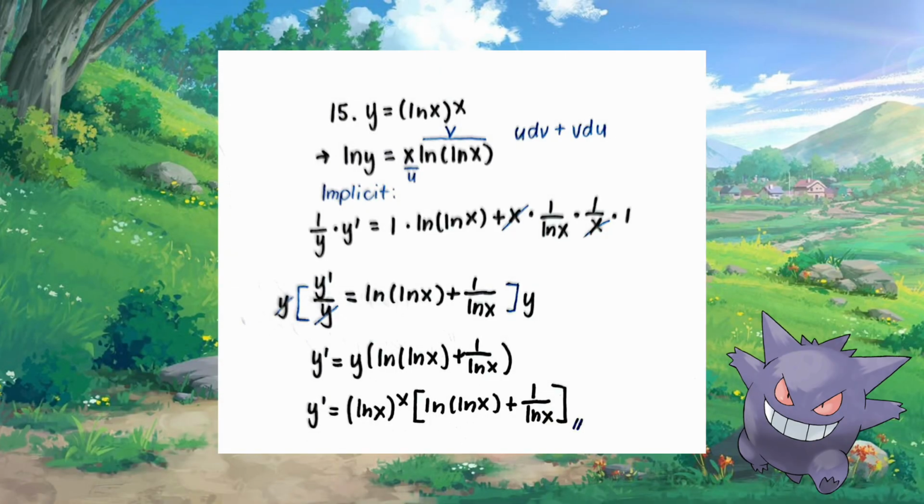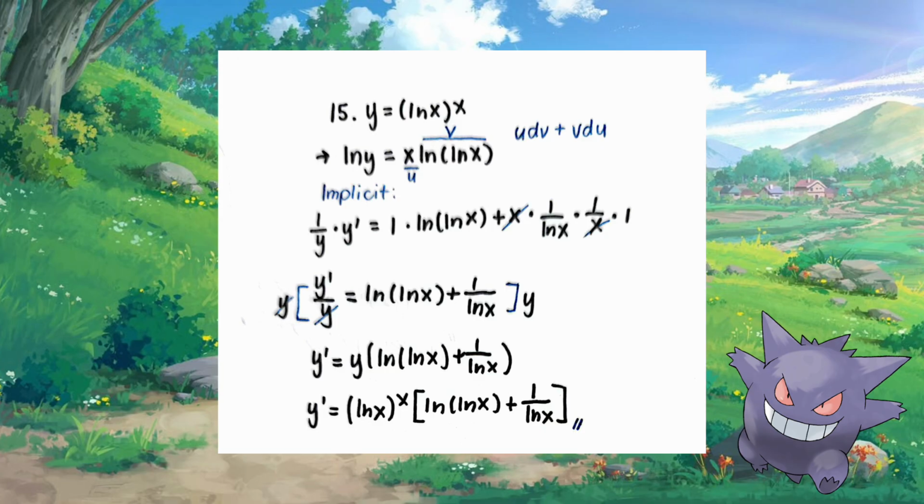For number 15, given y is equals to ln of x raised to x. And then, power rule in logarithmic, we will just put the x on the left side of ln of x. And then, logarithmic differentiation, the equation will now become ln of y is equals to x times ln of x. And then, proceed to implicit differentiation, we will get the derivative of both sides. Derivative of ln of y is equals to 1 over y times the derivative of y is y prime.